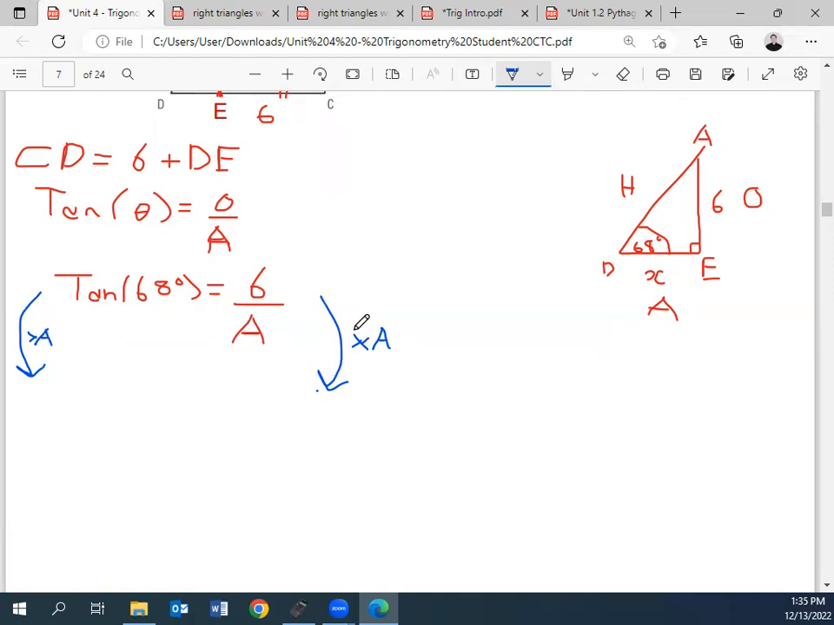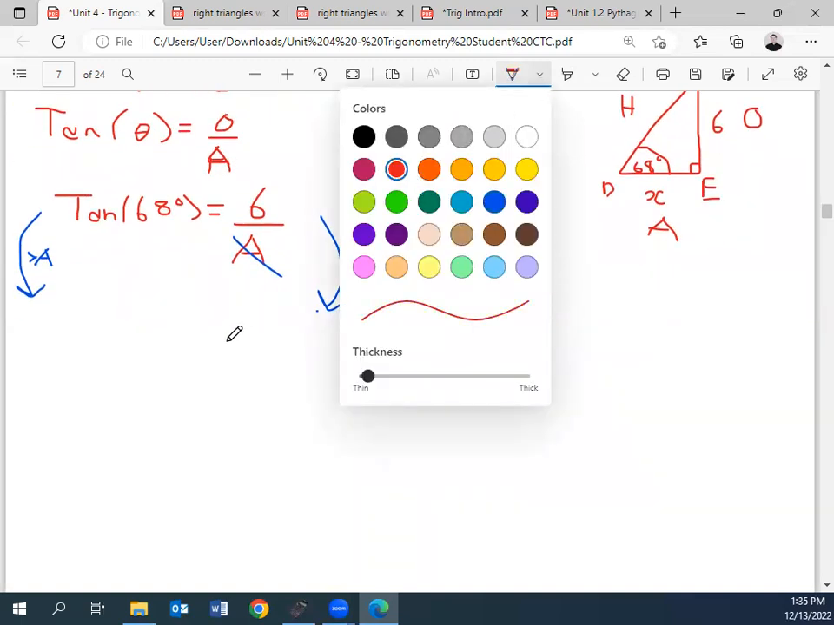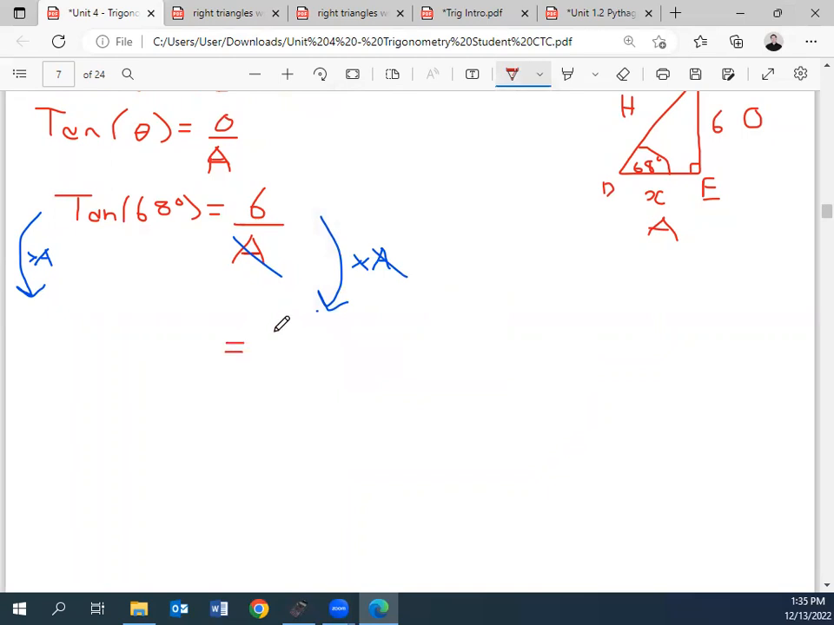What's going to happen with these two A's over here? Cancel out, you bet. So on my right side, I'm just going to be left with 6. These two A's cancel each other out. I'm just left with 6. This is technically 6 over 1. We're super lazy mathematicians. 6. So that's on my right side.